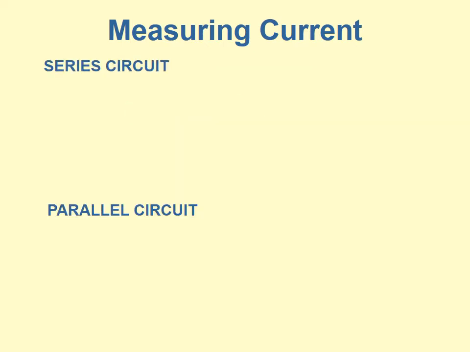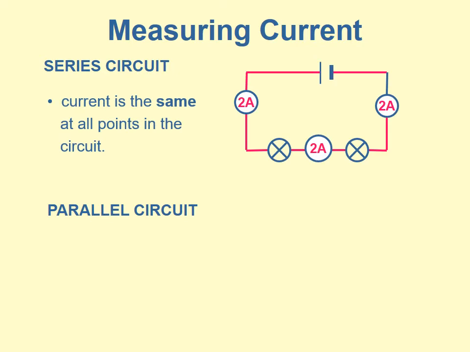So let's have a look at measuring current in a series circuit. What do we find if we connect ammeters to different points in a series circuit? Well, what we find is the current is the same at all points in a series circuit. And this is because there's only one path for these electrons of the current to travel through. So at each point in a series circuit, the current is the same.